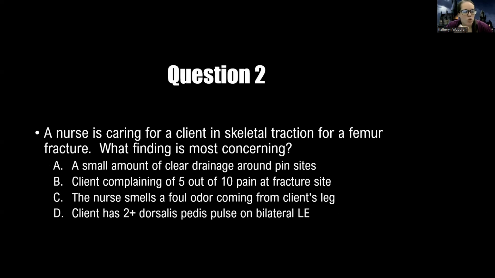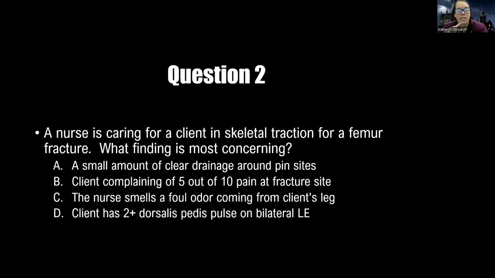Then the client has a 2+ dorsalis pedis pulse on bilateral lower extremities. Well, 2+ is normal, so that sounds great. That's not even concerning at all for me, so I'm going to cross that one down. So then I'm down to A, B, and C. And like we said with A, it's small and it's clear, not very concerning. So if I cross that one out, then I'm down to between B and C. So what's most concerning?